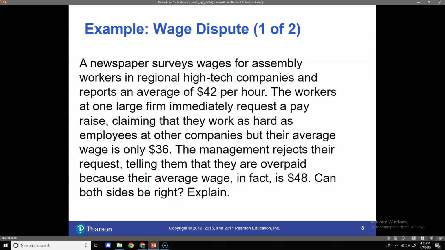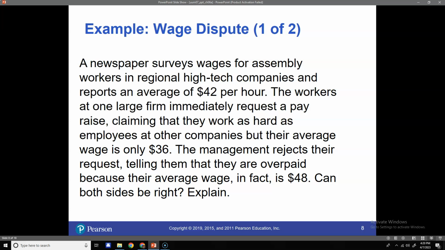Okay, so a newspaper surveys wages for assembly workers in regional high-tech companies and reports an average of $42 per hour. The workers at one large firm immediately request a pay raise, claiming that they work as hard as the employees at other companies, but their average wage is only $36. The management rejects their request, telling them that they are overpaid because, in fact, their average wage is $48. Can both sides be right? Explain. So let's think about this again.